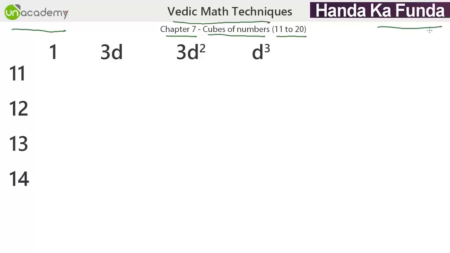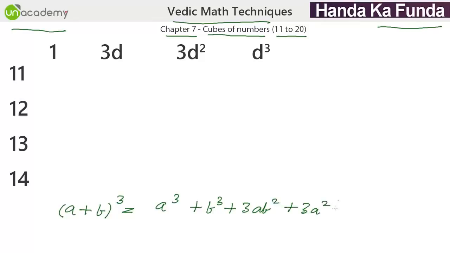So before we begin, let me just tell you a little bit about how you find out the cubes of numbers. I hope you already know the formula of (A plus B) whole cube. In case you do not, let me tell you, it is A cube plus B cube plus 3AB square plus 3A square B. Some people prefer to write this as A cube plus B cube plus they take 3AB common into (A plus B). And that is the exact same concept that we use when we are trying to find out cubes of numbers from 11 to 20.